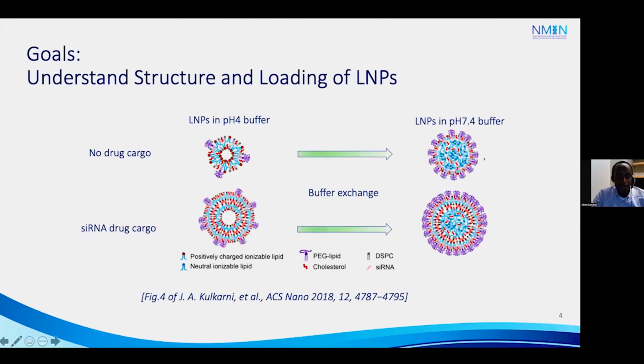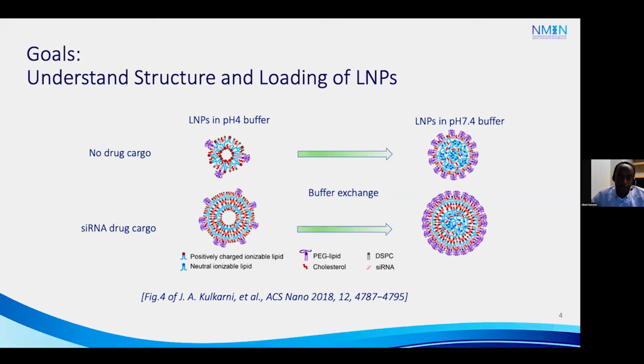Hence, we are interested in how the structures of these nanoparticles, as well as their loading properties, change as they undergo different environments. We are using lipid nanoparticles formulated in the CLiC lab here at UBC, and these nanoparticles are formed using 4 different lipids, including ionizable lipids, DSPC phospholipids, cholesterol, and PEG lipids.